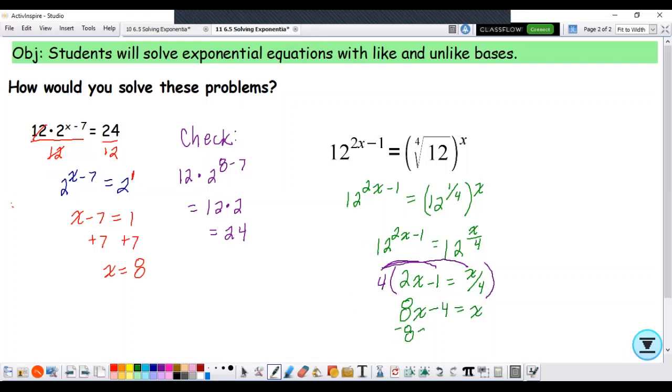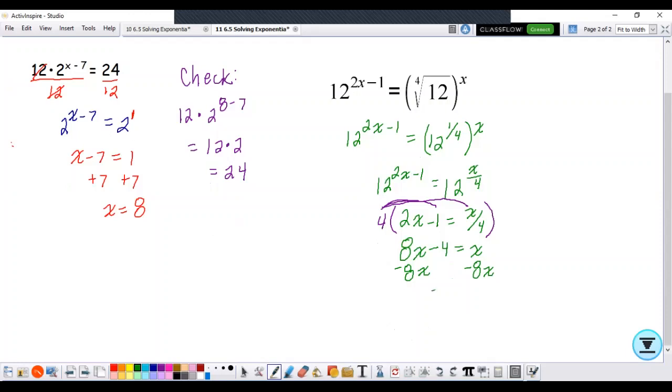Subtract 8x to isolate x to one side. And we have negative 4 equals negative 7x. Divide both sides by negative 7. And we have 4/7 equals x. Not exactly the nicest of numbers, but we could still check this.